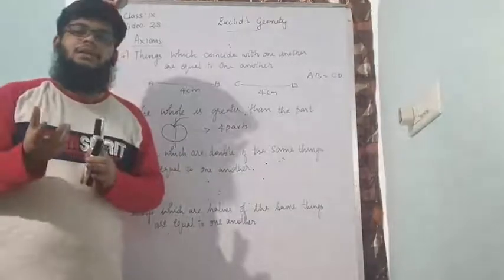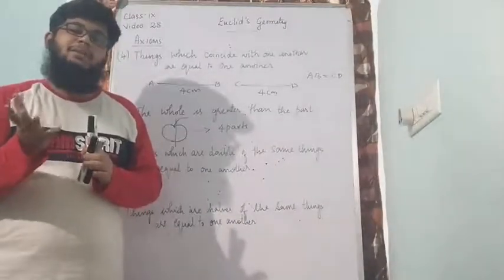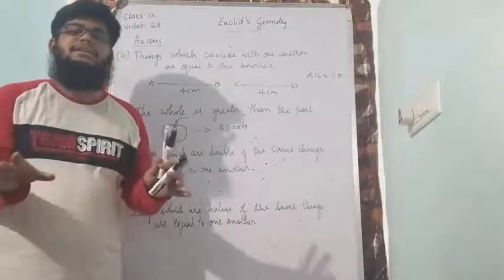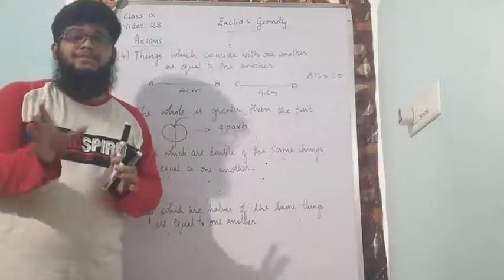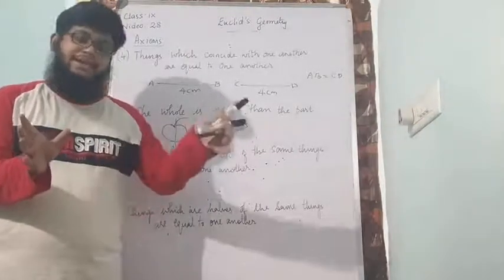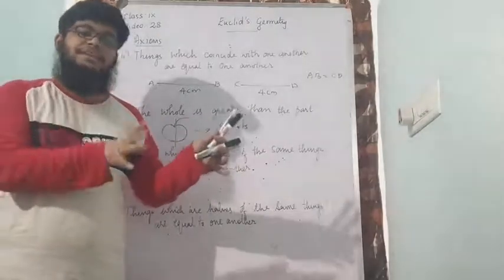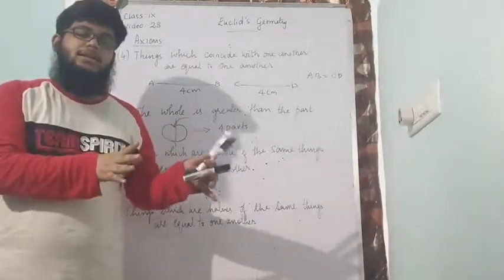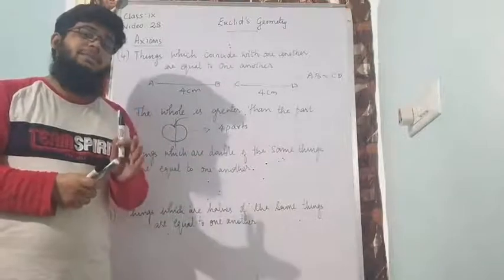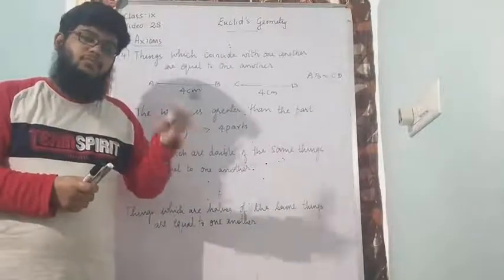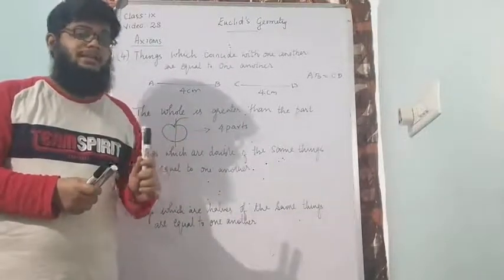Example, if I have one apple and what is the double of one apple? 2 apples. So I can say that they are equal. If I have 5 apples, what is the double of 5? 10. 10 apples. So 5 apples and 10 apples can be exactly equal. And how can they be equal? Because they are exactly double. Only when the word is double, it means they are equal.